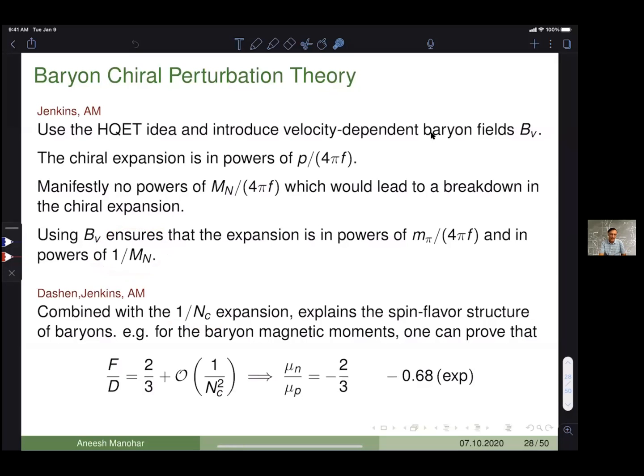Just as an example, we could prove that the F to D ratio in the baryon magnetic moments is 2/3 plus order 1 over N color squared. This is the result in the quark model, well known from the 60s, but you can translate it into the statement that the ratio of the neutron to proton magnetic moments is minus 2/3. And you can compare that with the experimental value of minus 0.68. And there's a whole host of other results. So this combines chiral perturbation theory and the 1 over N expansion in a very nice way.